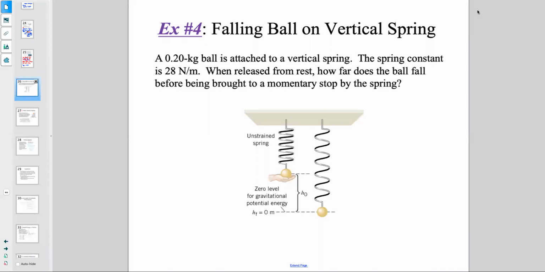Part 3 of chapter 8. We'll continue with this example, example number 4. A falling ball on vertical springs.